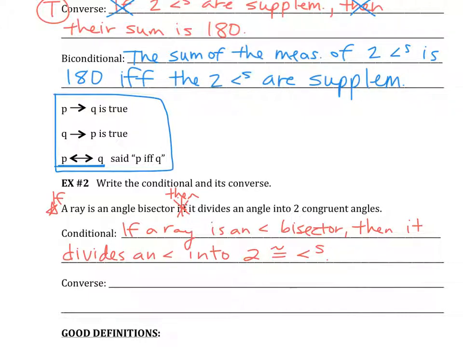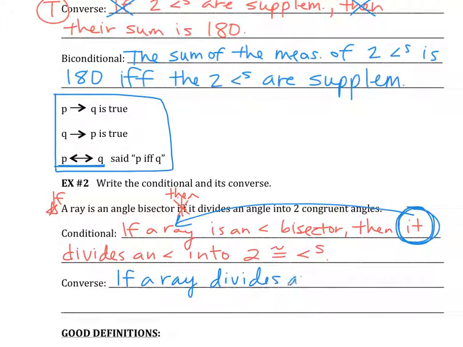Okay? What would the converse of that be? And be careful when you write a converse with this word, because we want to know what it is. So how would you say that? Yeah, Daniel. If a ray divides an angle into two congruent angles, then it is an angle bisector. Right, so the it they're talking about is the ray, right? So we're going to say if a ray divides an angle into two congruent angles, then it's an angle bisector.